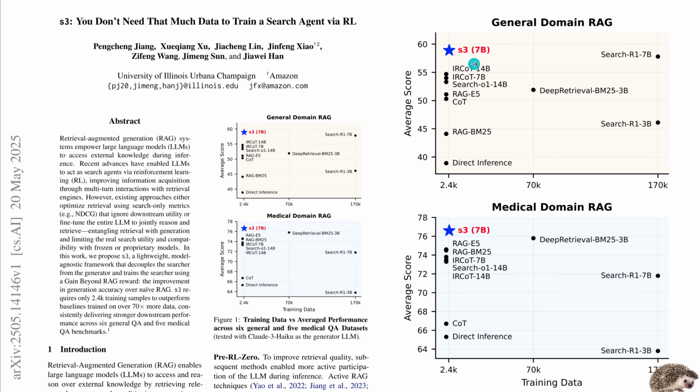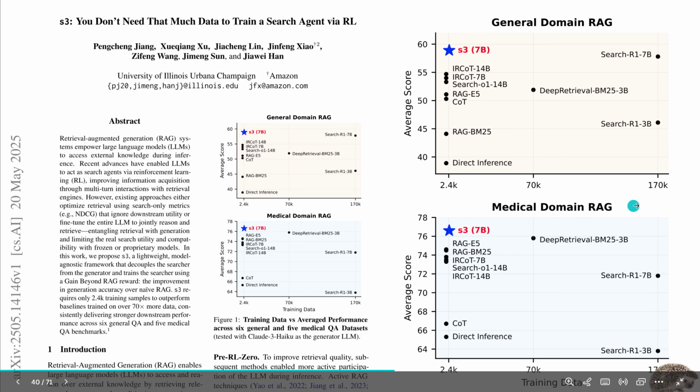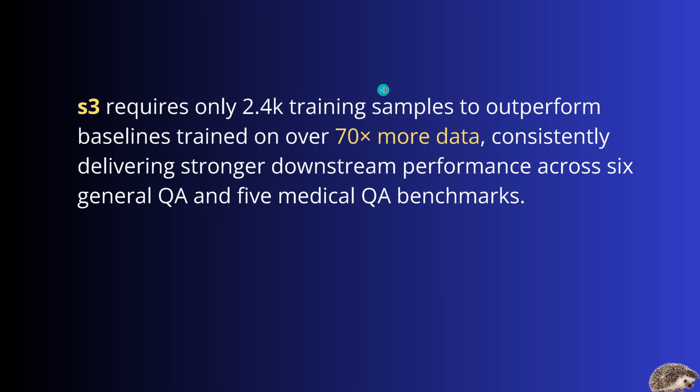This is beautiful. So you have a little bit more of this Search-R1 methodology with a 7B trainable parameter model, but with much less training data. This means it costs much less time, costs less money, and you have the same performance. This is really nice. For medical, it's a little bit special. You see, if you have your DeepRetrieval, you are a little bit better in quality, but the amount of training data that you need is simply amazing. They tell us that, compared to the baseline, the other systems need about 70 times more data. And S3 consistently delivers strong downstream performance across 6 general Q&A and 5 medical Q&A benchmarks.